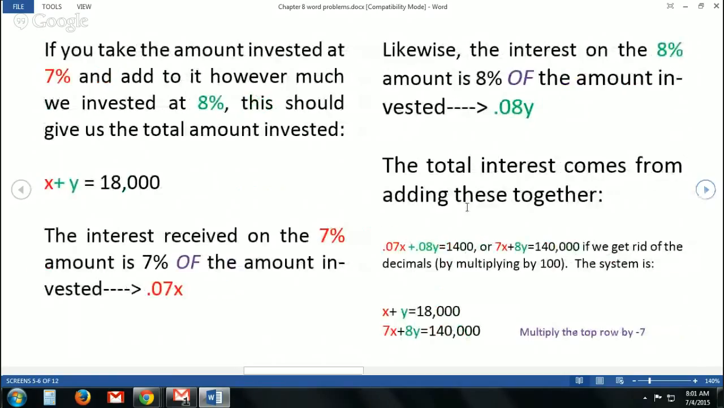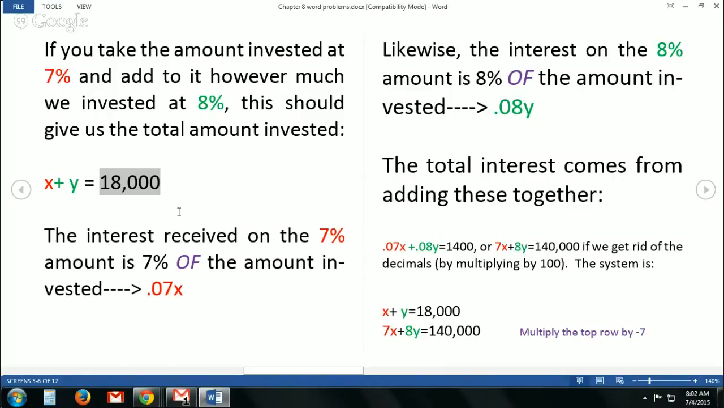So now, if you take the amount of money invested at 7% and you add to it however much you invested at 8%, this will give you the total amount that was invested. So what we invested at 7%, X, plus what we invested at 8%, Y, should give us the total amount that she had to invest, which was $18,000.